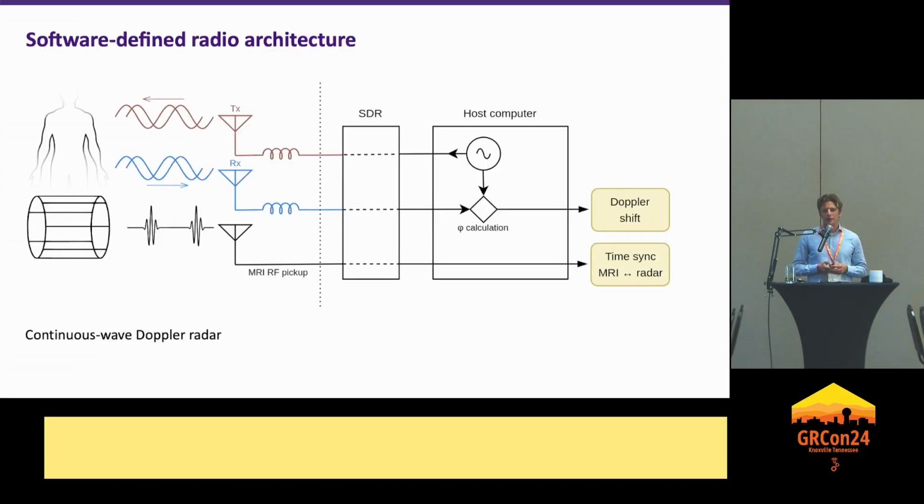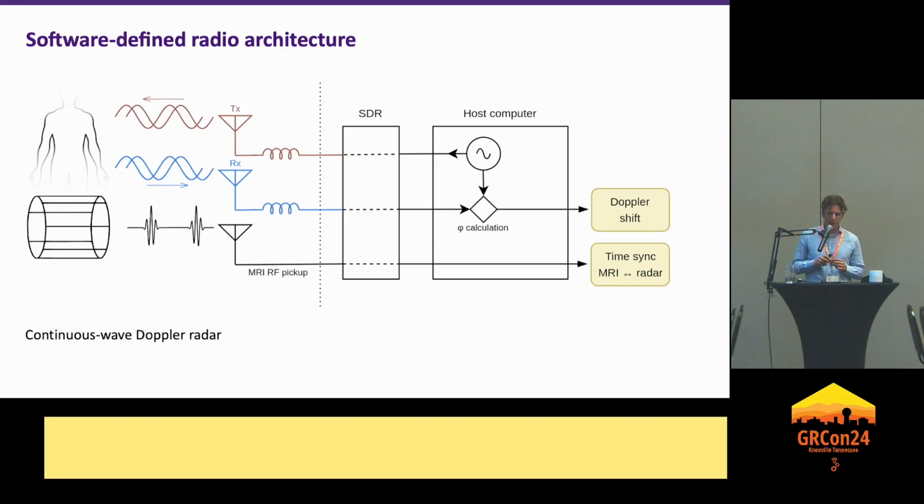Now, what are we actually doing? I think many of you know that there are different types of radar systems you can implement. To get the ball rolling, we picked something simple, continuous wave Doppler. And this is our setup. On the left-hand side, you see the magnet room. We have two radar antennas for transmit and receive, which are connected to the SDR. Now, this is kind of a DIY prototype system, which is independent from the MRI scanner.